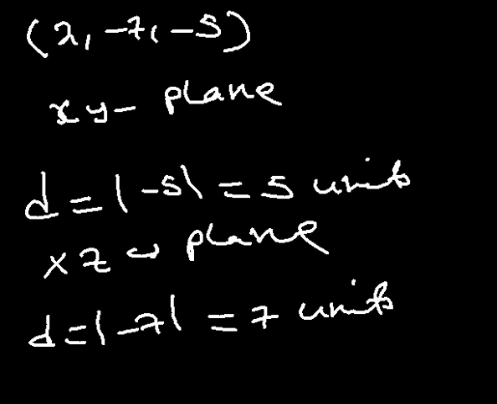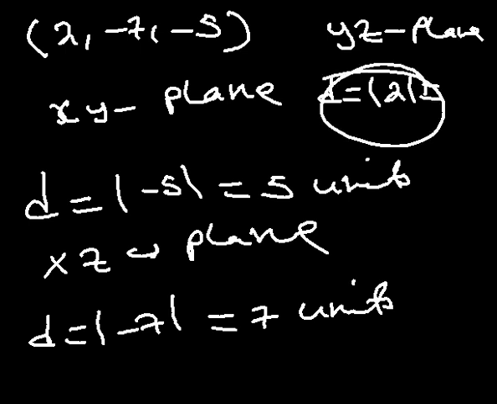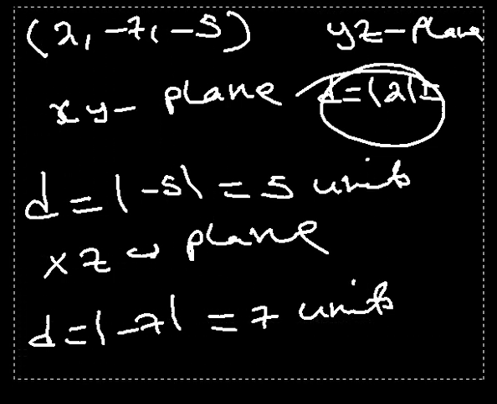And also, let's say the distance from the point to the yz plane. So in that case the distance is equal to the absolute value of 2, which is equal to 2. So that's how we find the distance between a point as well as a plane in space. So take note of that.